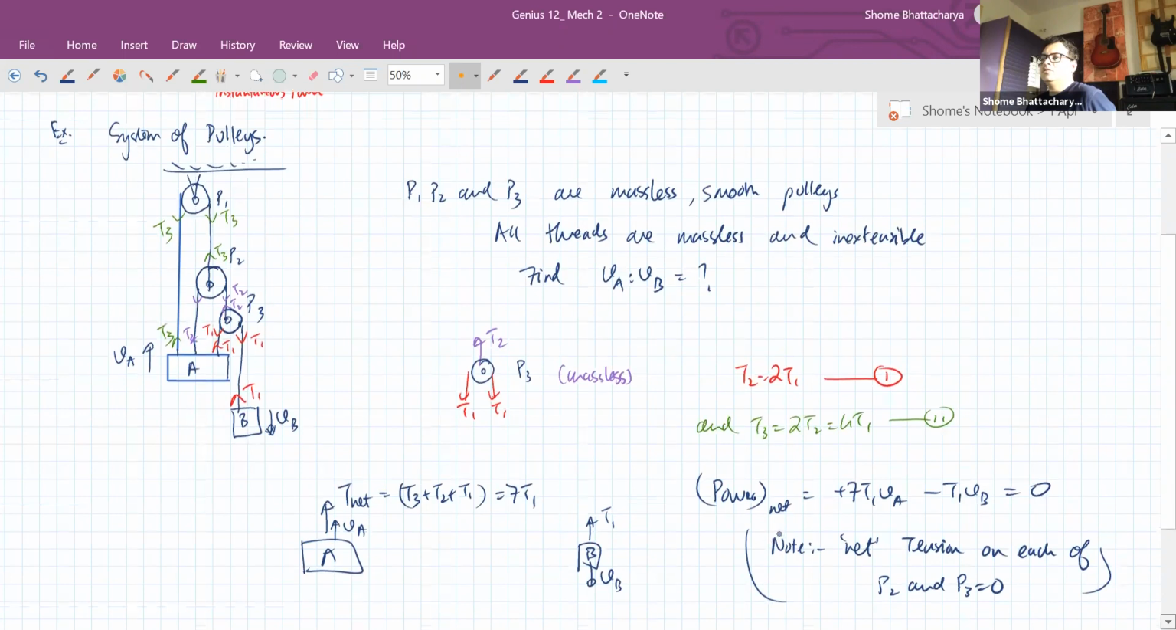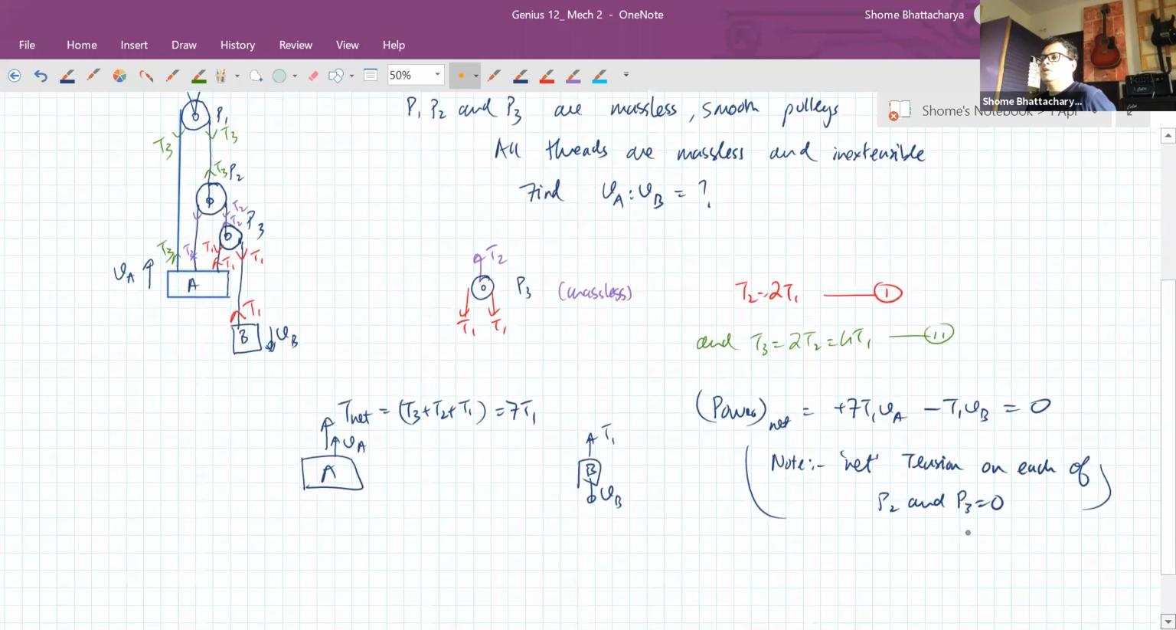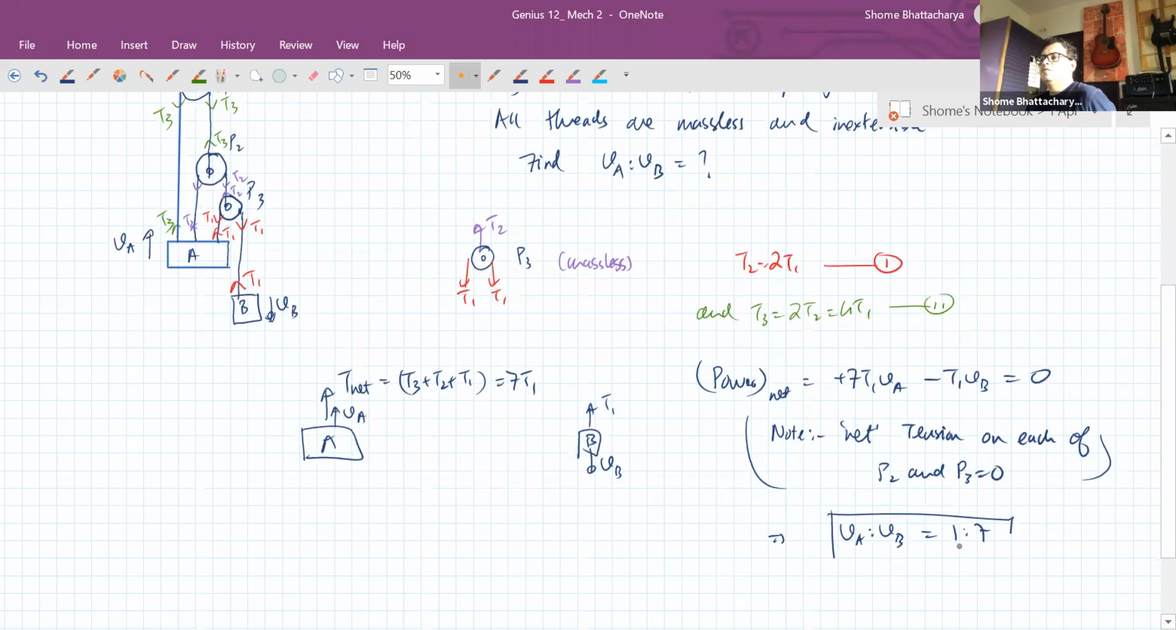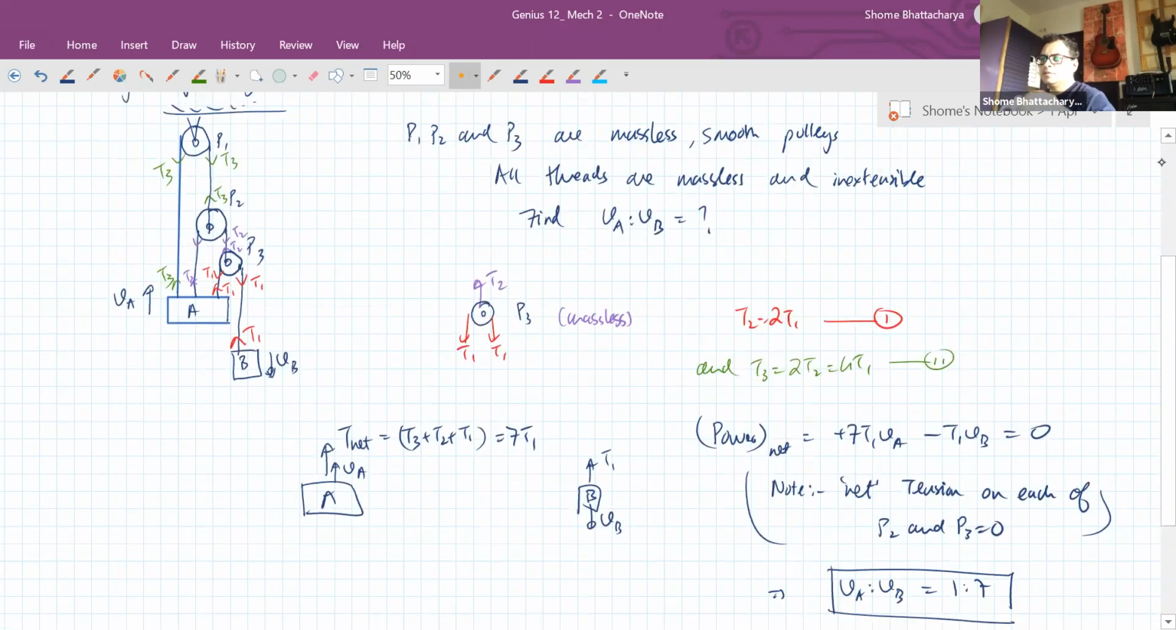So this tells us that the ratio of VA to VB is equal to 1 to 7. VB is 7 times VA. Okay, so this is a very standard application of this virtual power concept.